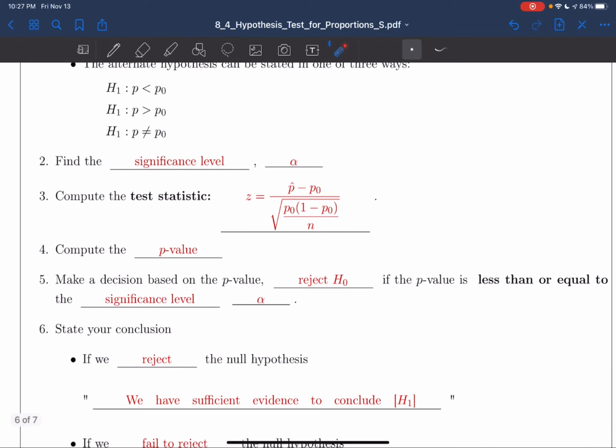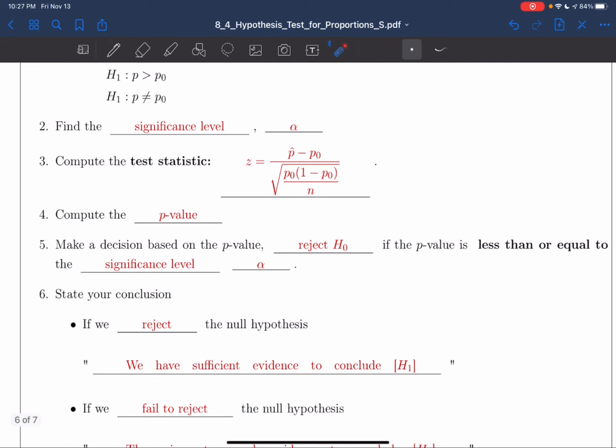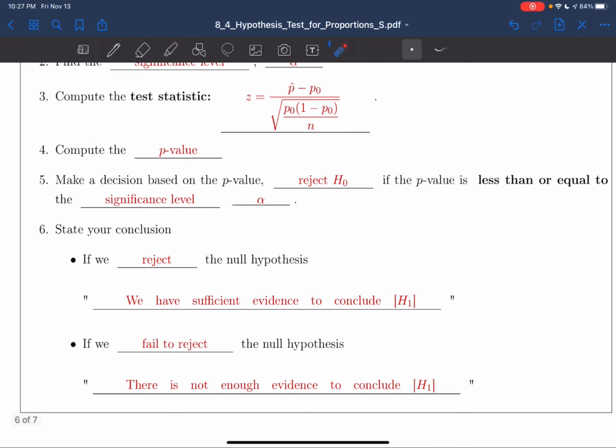We have to find our significance level alpha. We want to compute our test statistic z. Then we want to compute our p-value. And we already had a lot of practice computing p-values because p-value is just area under curves, and we're able to use the table to find these areas.